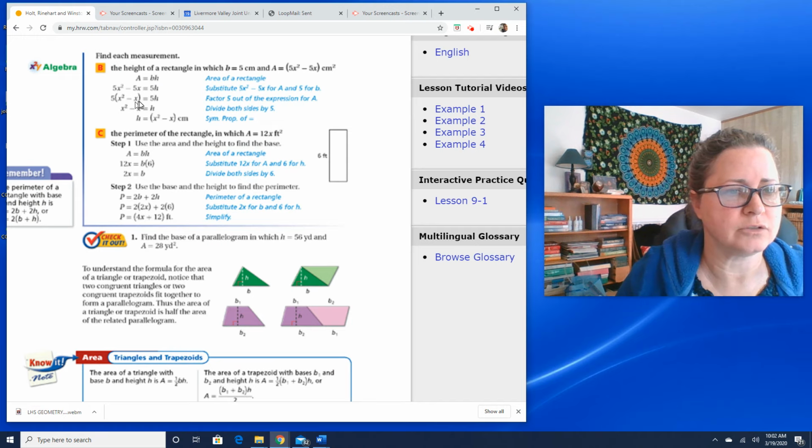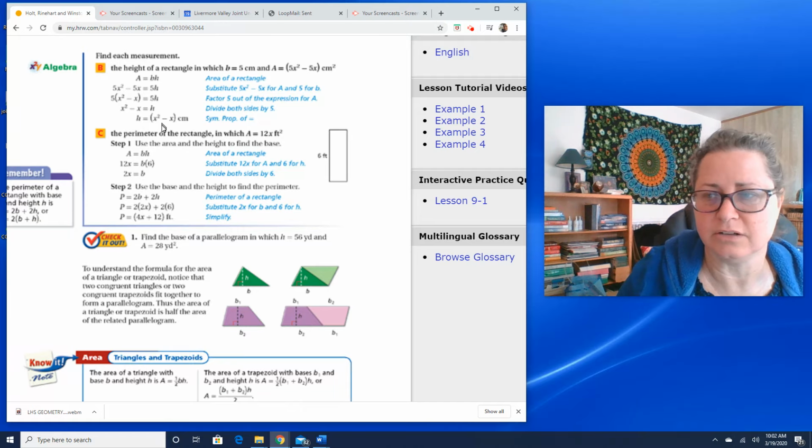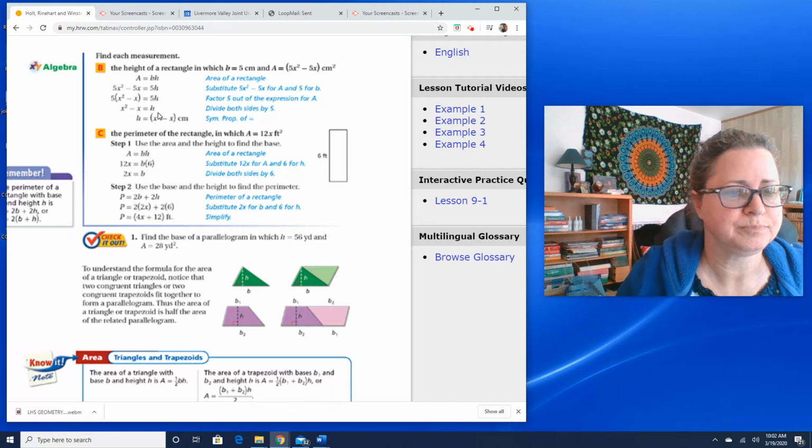Here they're factoring. Then they're dividing by 5. And then they're getting h as this weird looking thing. I know you think it's weird looking, okay?